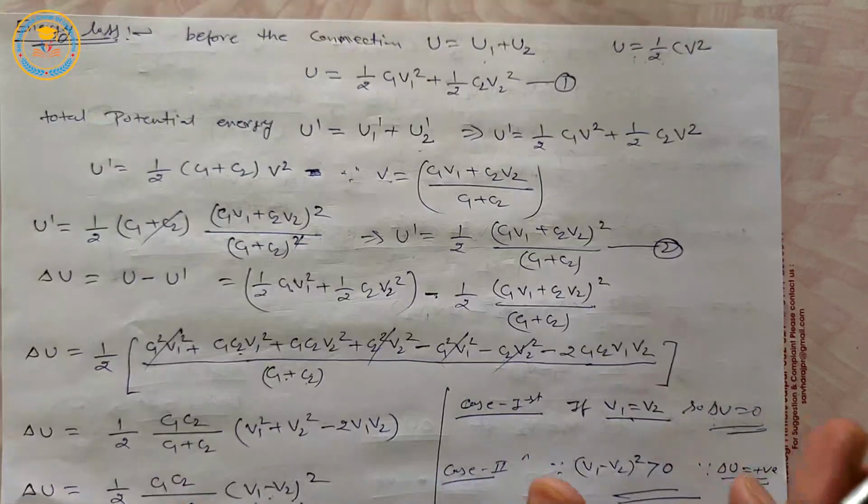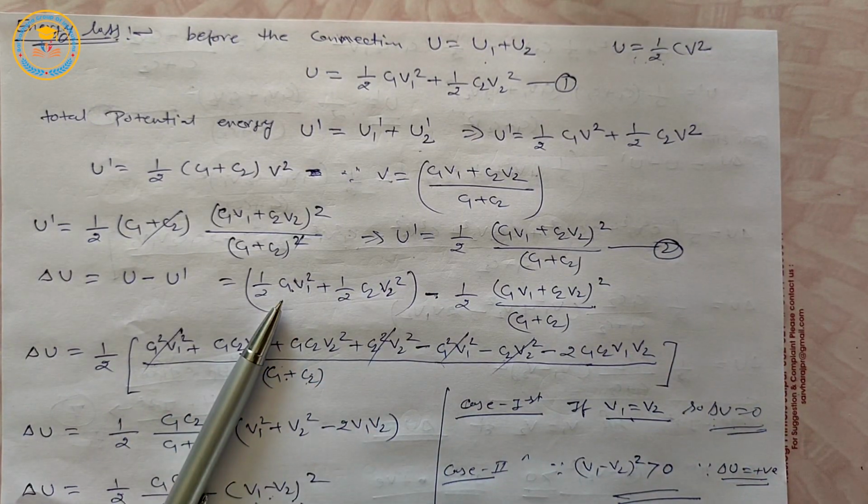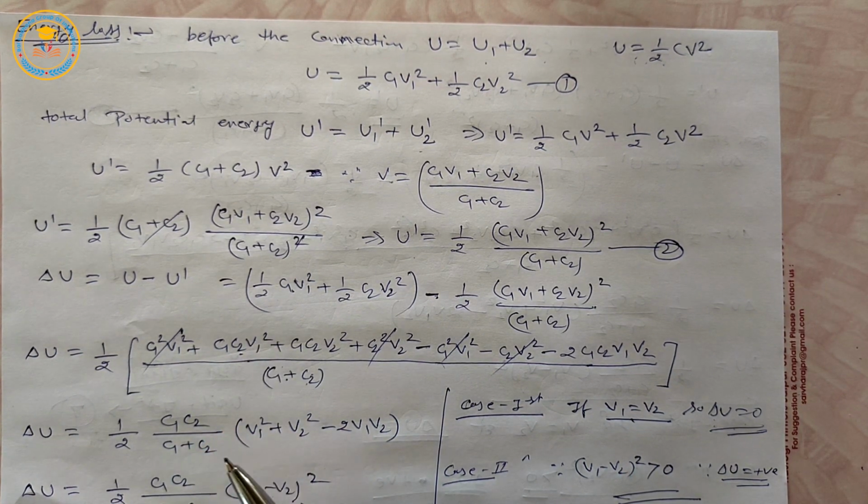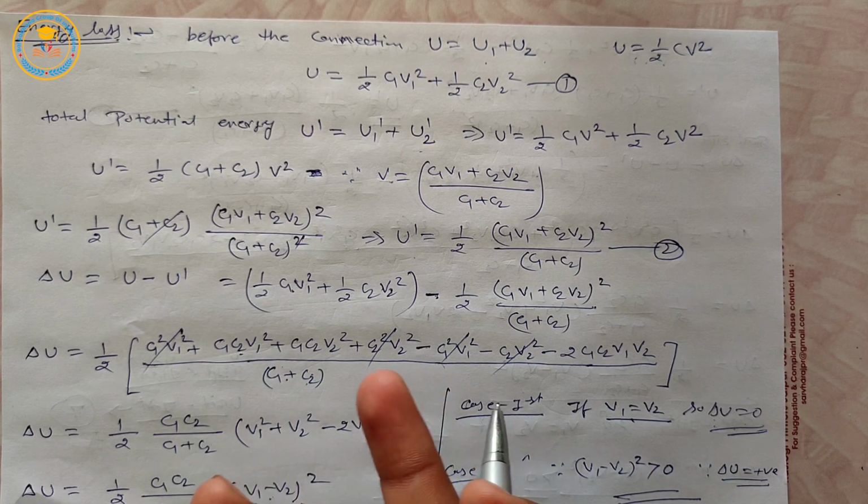Okay students, this is our energy loss and redistribution of charges. This is the last topic of this chapter, chapter number 4, which is electrical capacitance, and unit number first, which is electrostatics, has finished.